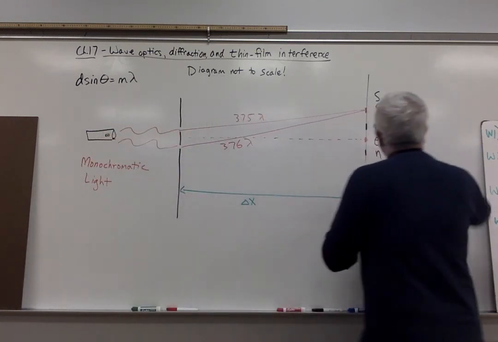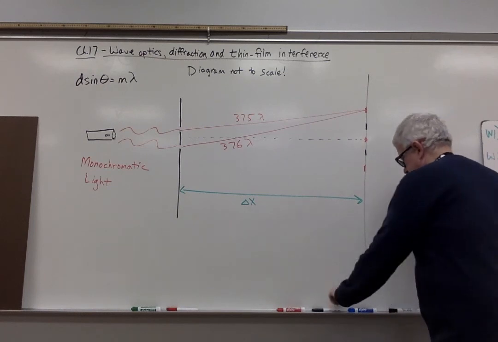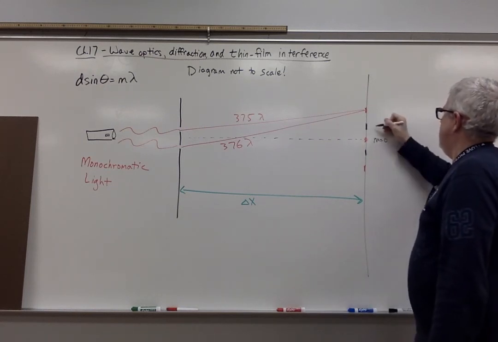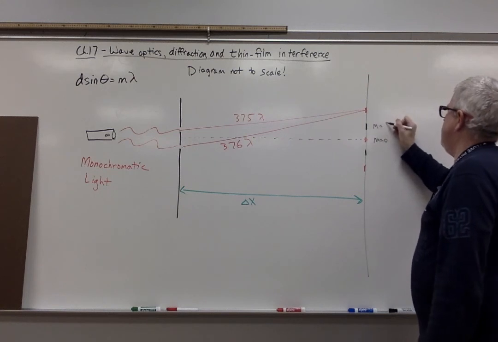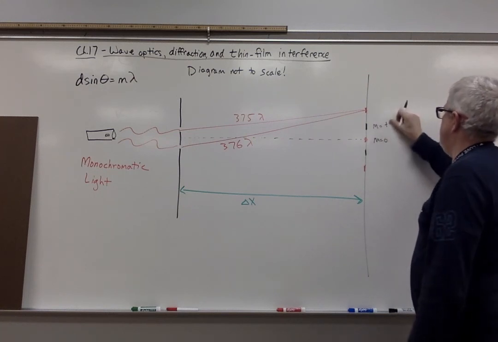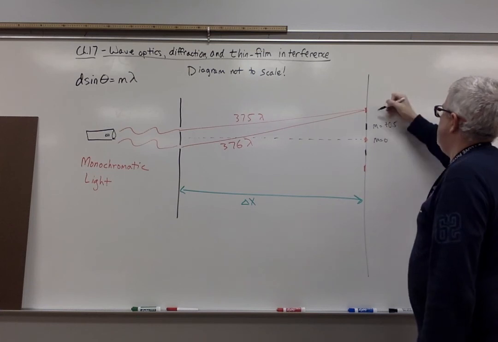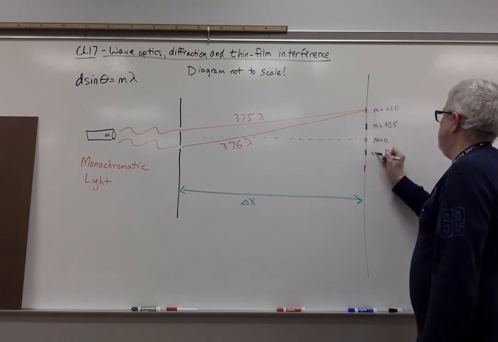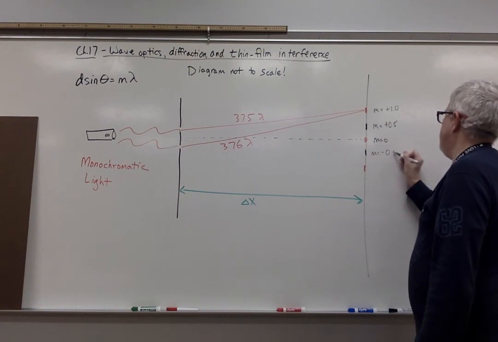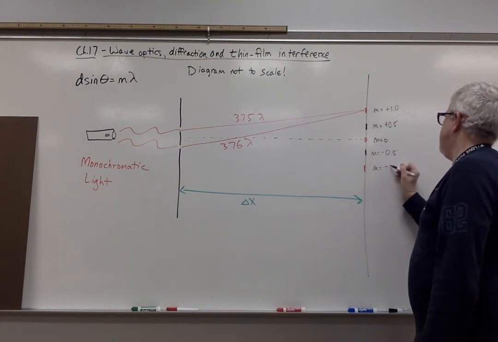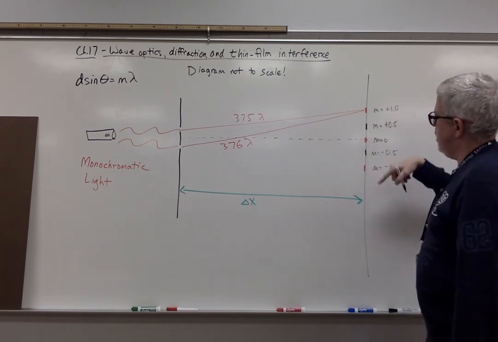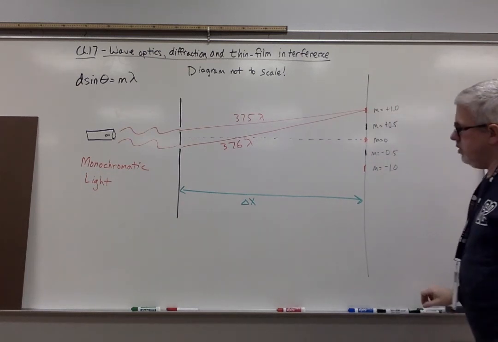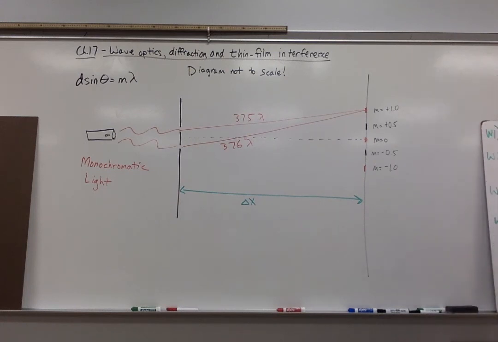So on that screen, we would think of this as corresponding to m equals 0, m equals plus 0.5, m equals plus 1, m equals negative 0.5, m equals negative 1.0. So again, a series of bright and dark spots, basically due to constructive and destructive interference.